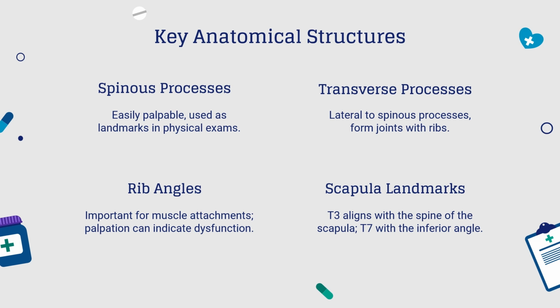Transverse processes, lateral to the spinous processes, form joints with ribs. Rib angles, important for muscle attachments; palpation can indicate dysfunction. Scapula landmarks: T3 aligns with the spine of the scapula, T7 with the inferior angle.